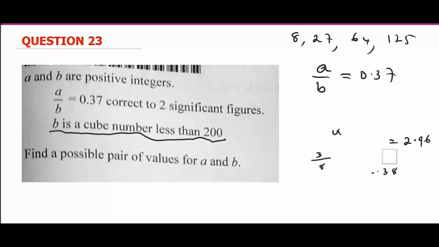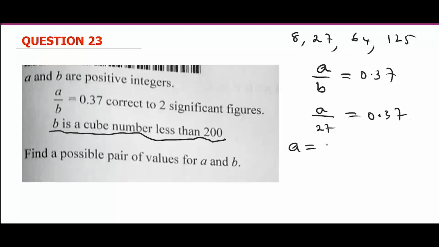Okay, so that will be 27. Let's see if it's going to give us our answer. Okay, so if you have A over B equals 0.37 and you take the value of B to be 27, then it's equal to 0.37. If you cross multiply, A will be 0.37 multiplied by 27, and if you take your calculator and press that, that will give you 9.99. Okay, so now let's confirm this.